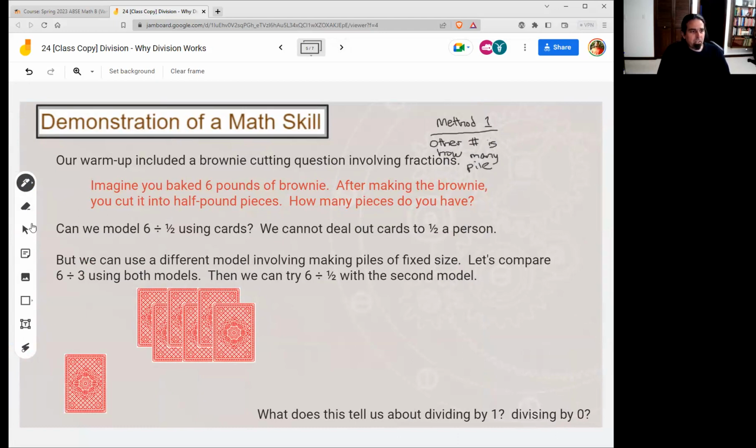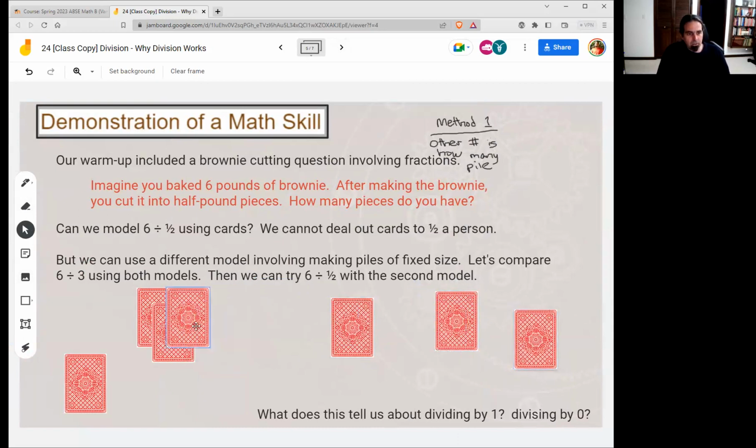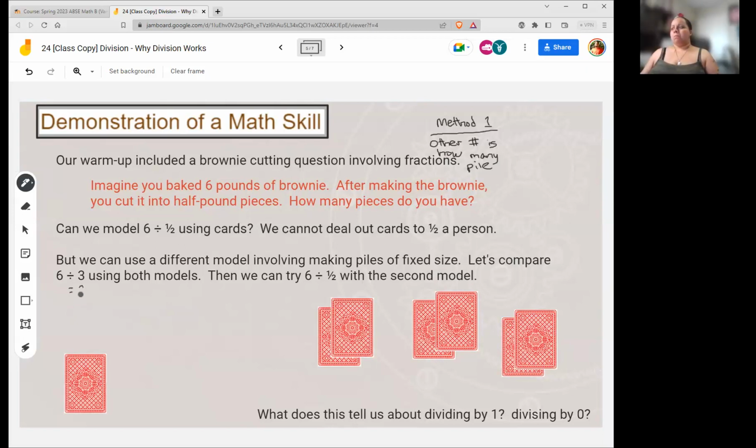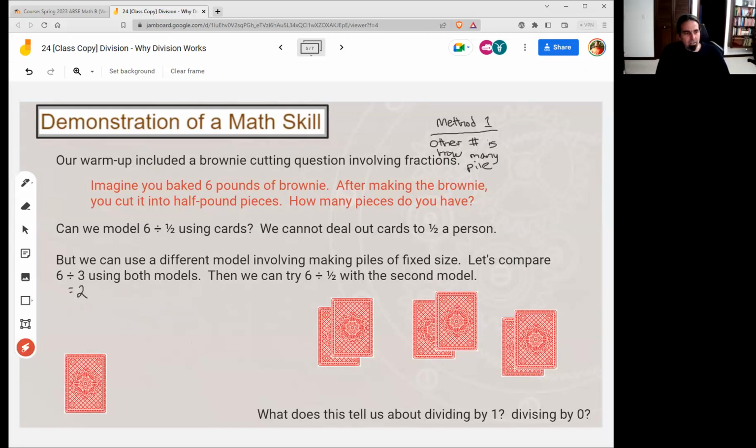Okay, let's make 3 piles with these cards. There, there, there, there, there, there. So what's 6 divided by 3? 2. And where is 2 in the picture? It's how many each pile got. Everyone with me so far? Yeah.